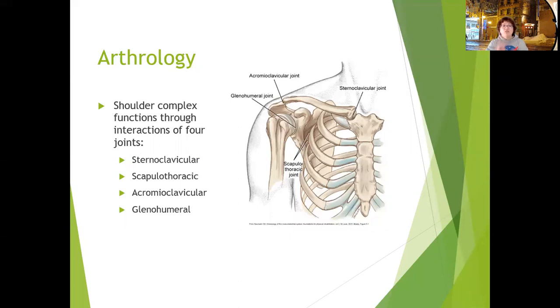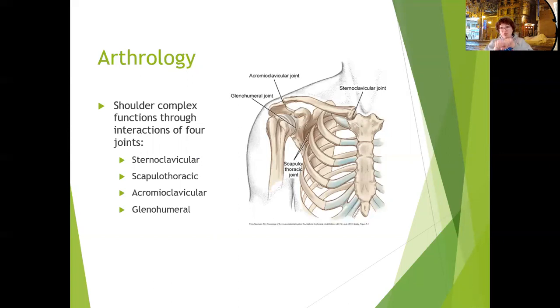So the shoulder complex really functions through the interactions of all 4 of those joints: sternoclavicular, acromioclavicular, glenohumeral, and scapulothoracic. The sternoclavicular, acromioclavicular, and glenohumeral are all traditional synovial joints with the joint capsule and all the stuff we've talked about with synovial joints. The scapulothoracic joint, on the other hand, is what's considered a functional joint. So it's not surrounded by a joint capsule.